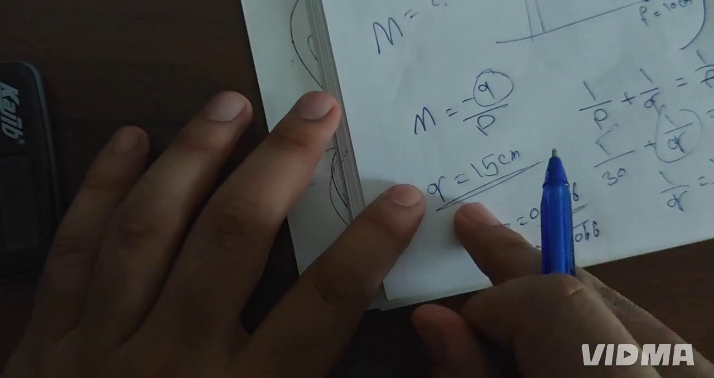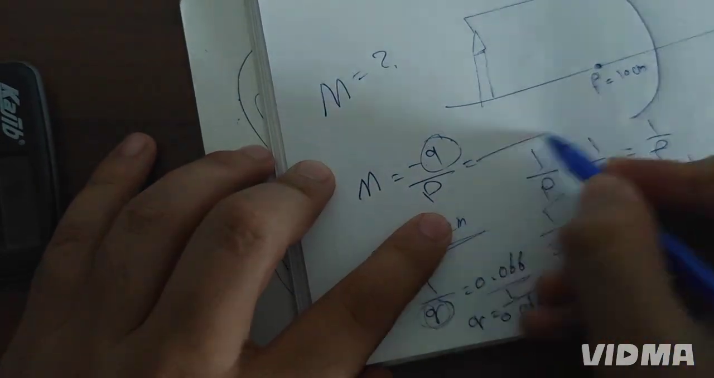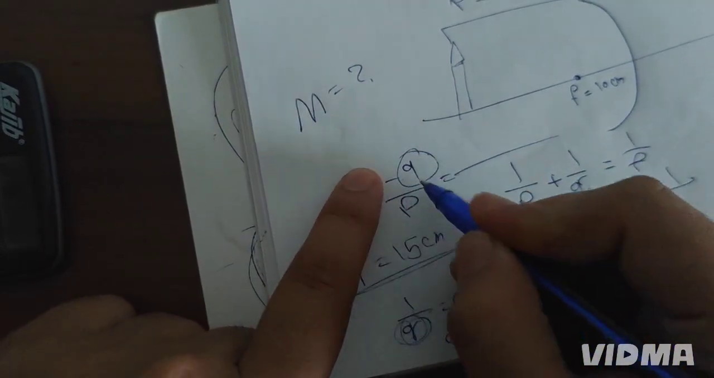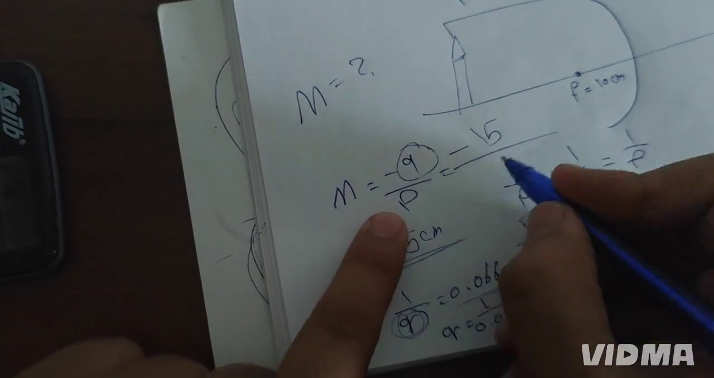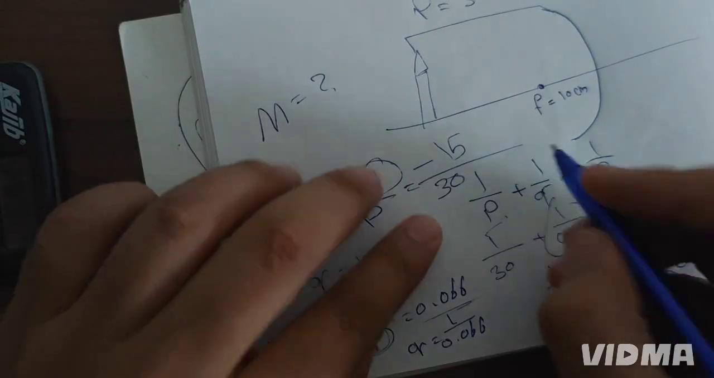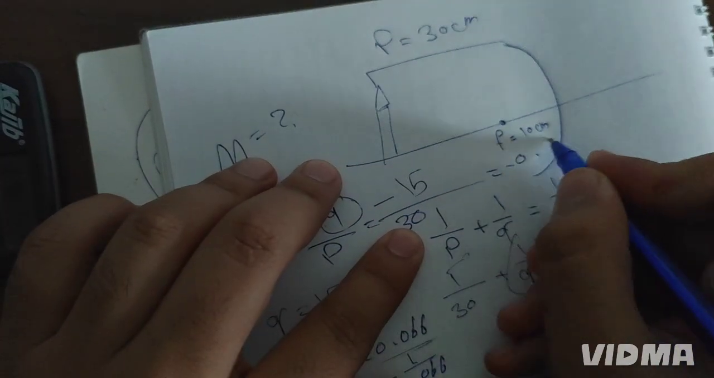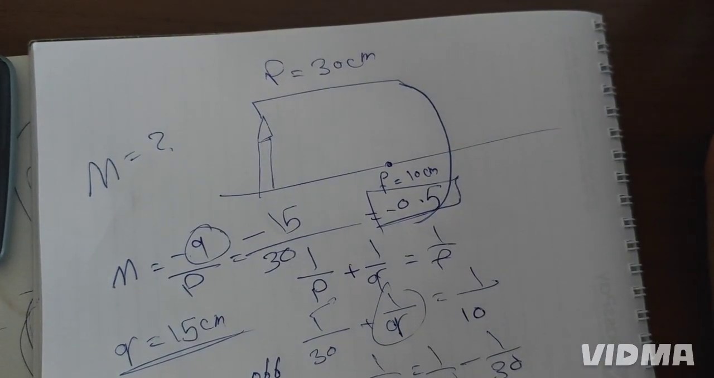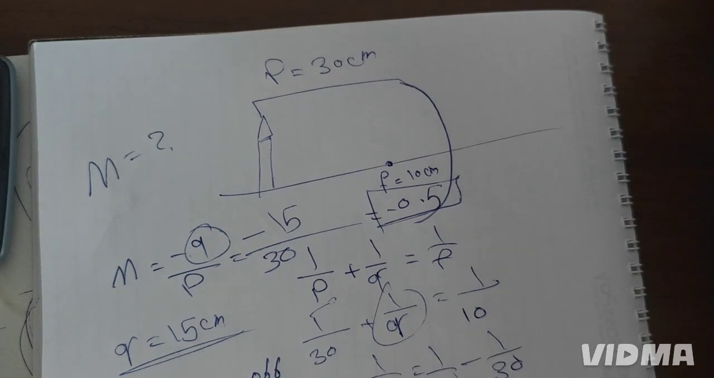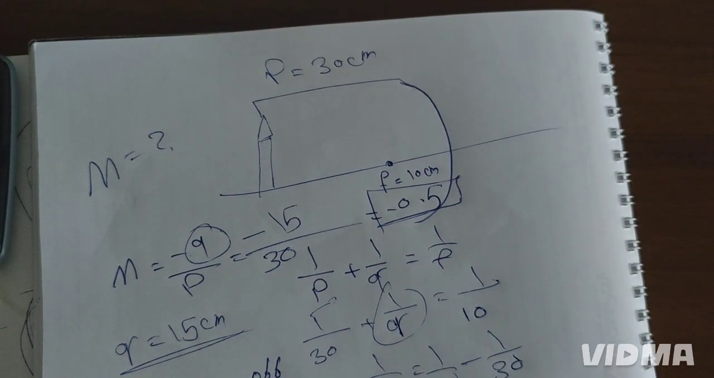So this is the value of Q. We found the value of Q, so immediately we can substitute it. Write down the negative sign, 15, and P was 30. Dividing negative 15 by 30 gives negative 0.5. So this is the answer to the first question.